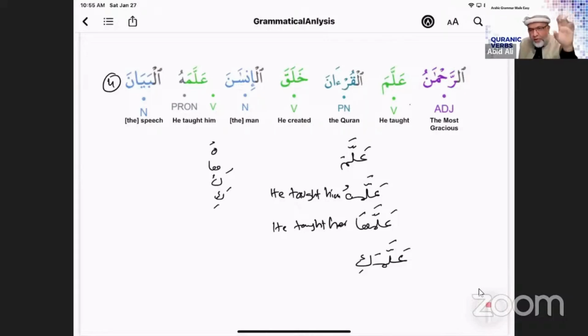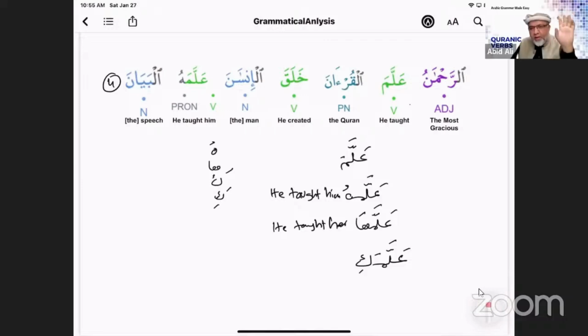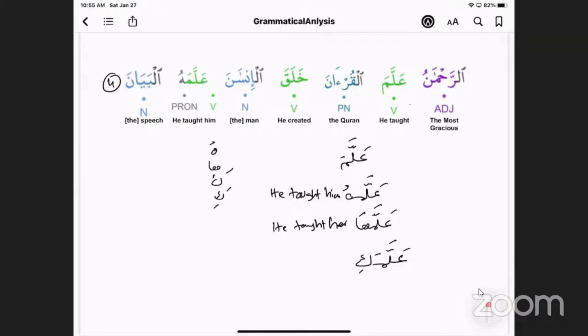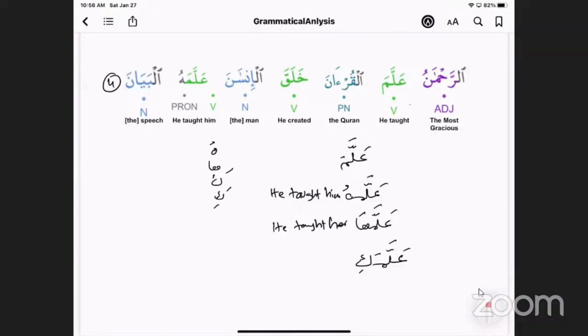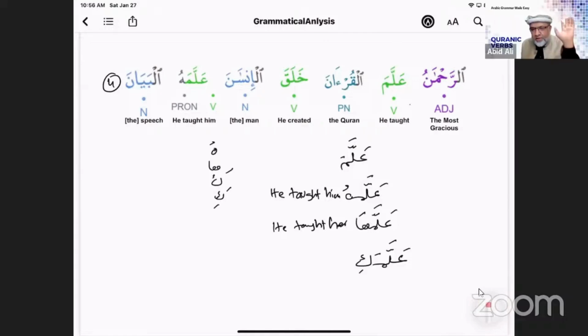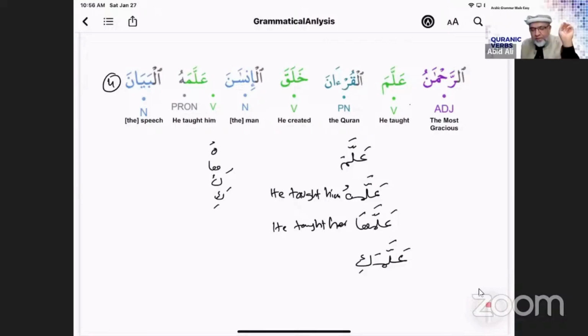Or did he only teach the Quran? Everything. But what is his top thing? The Quran. So the top name, the top knowledge. Now, khalaqa. Did he create everything? Yes. But what is his top creation? Al-insan. Al-insana, right? So, khalaqa al-insana. Then, allamahu al-bayana.